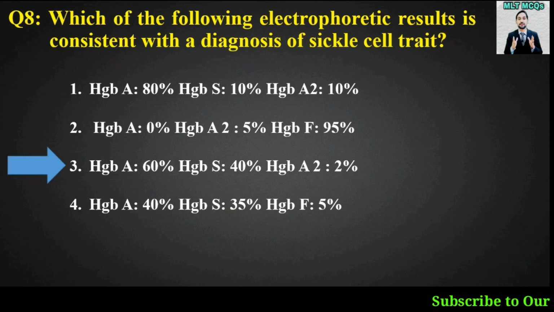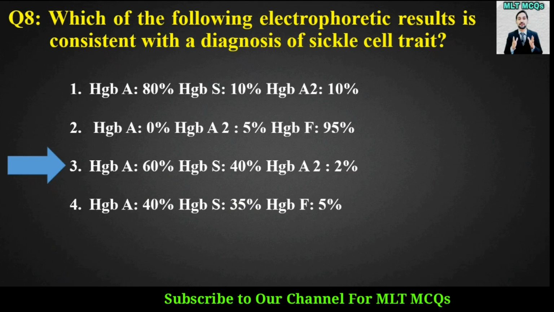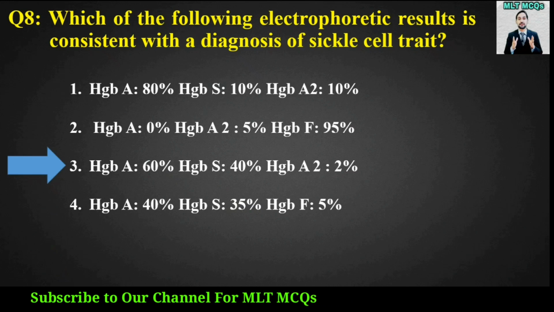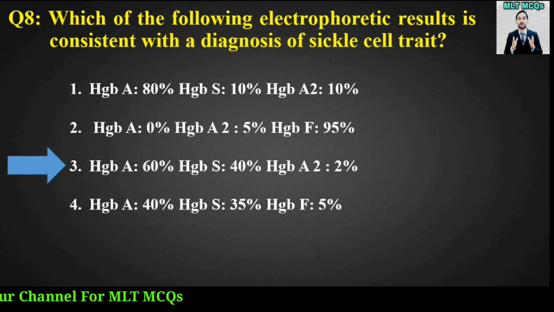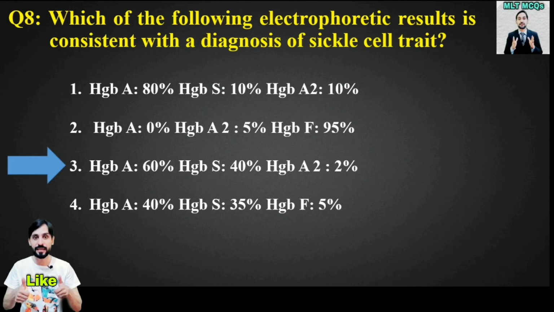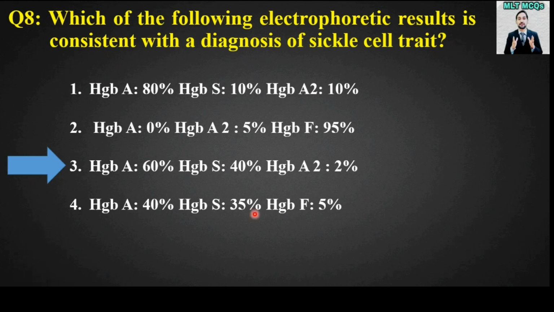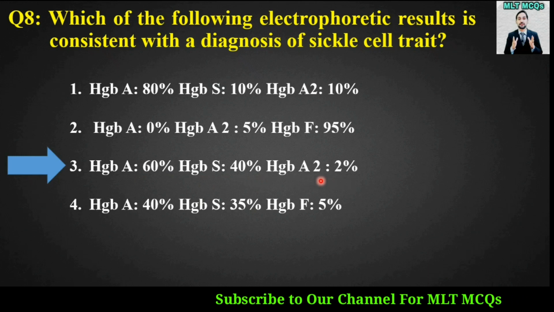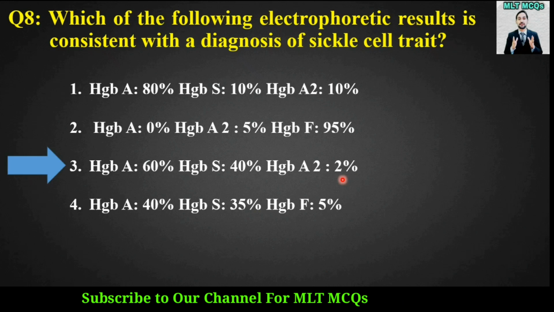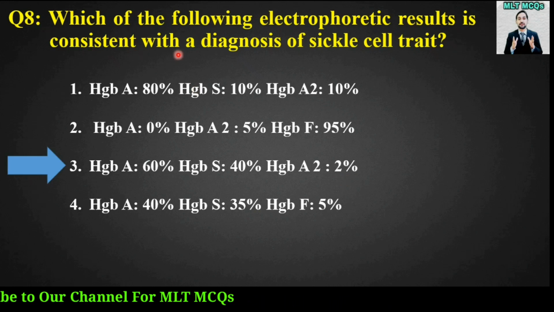So electrophoresis at alkaline pH usually shows 50% to 70% hemoglobin A, 20% to 40% hemoglobin S, and normal levels of hemoglobin A2 in a patient with sickle cell trait. So the right answer for this MCQ is hemoglobin A 60%, hemoglobin S 40%, and hemoglobin A2 2%. This result is consistent with the diagnosis of sickle cell trait.